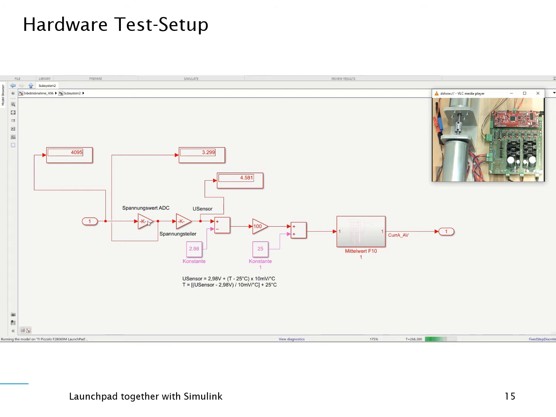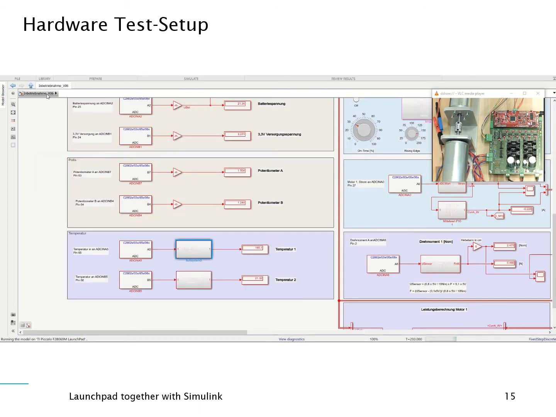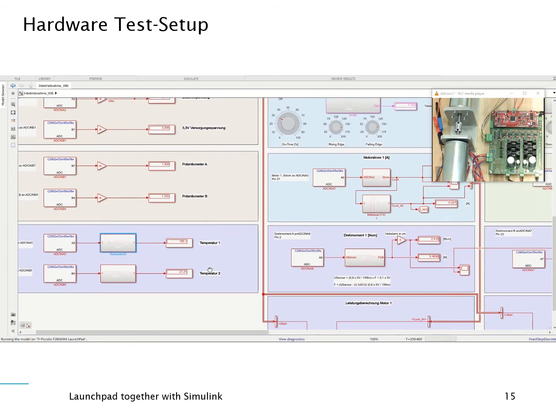In this example, we convert from digital to a voltage value. Then we have a voltage divider, which we have to consider. Then we have to add this 2.98, which comes from the sensor, multiply with 100, add a constant, and so on. Then we do some averaging, and we get the final temperature value. In this example, there is only one sensor connected, the other one is not connected, so it's the default value for open circuit.